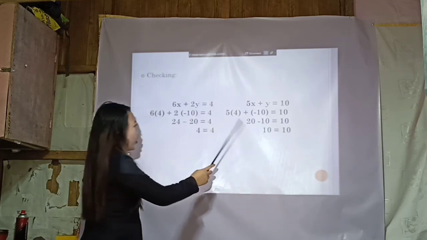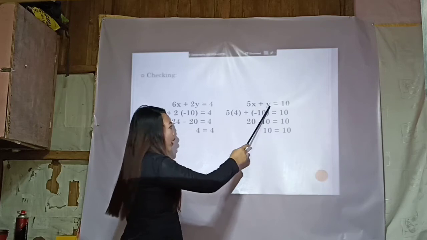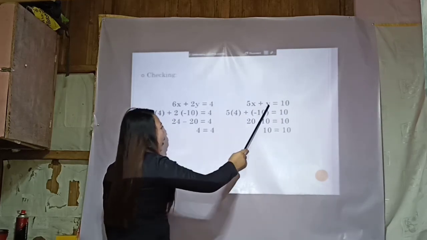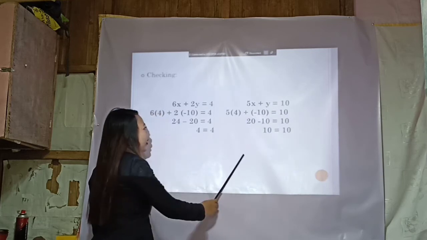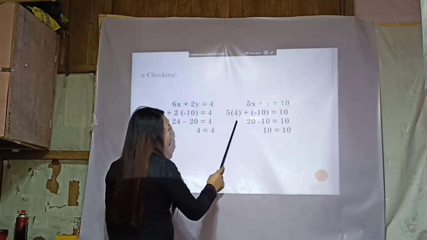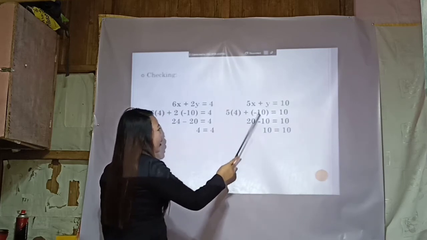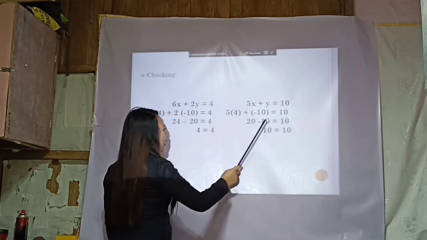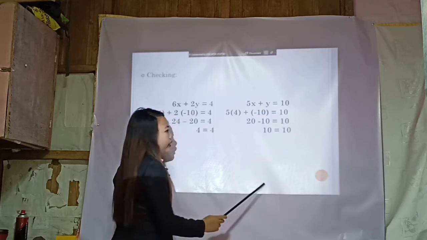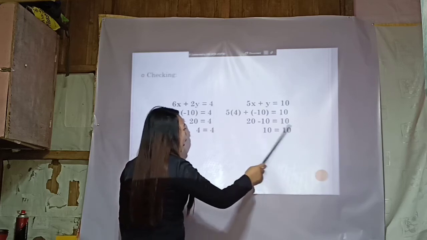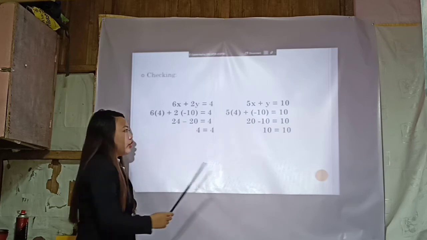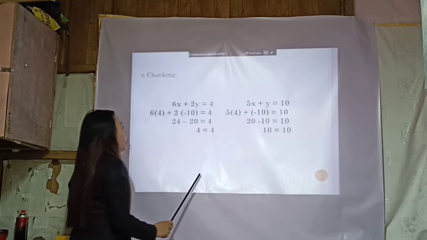Next, the second equation is 5x plus y is equal to 10. The value of x is 4 and the value of y is negative 10. So, 5 times 4 is equal to 20, minus 10 is equal to 10. Both sides are the same. Therefore, the equation is true.